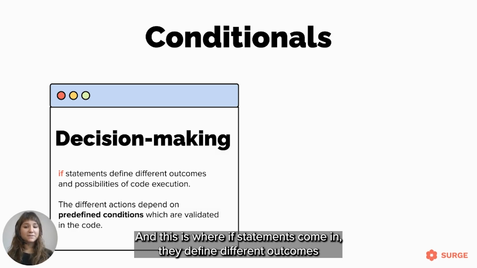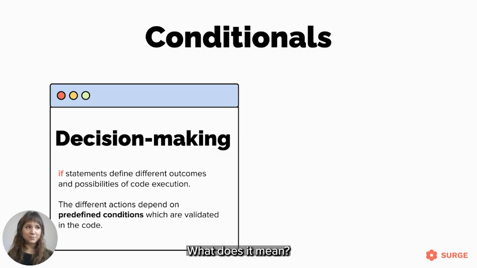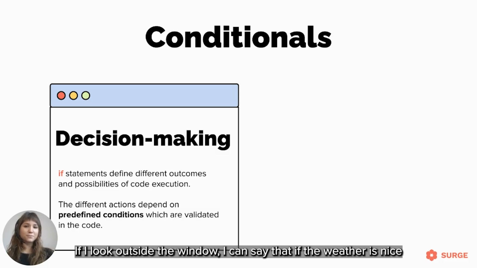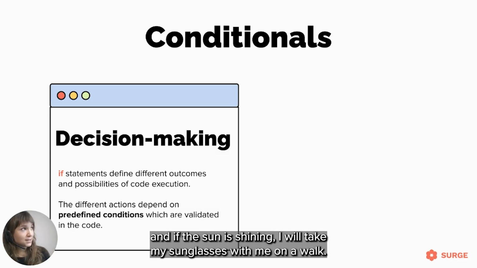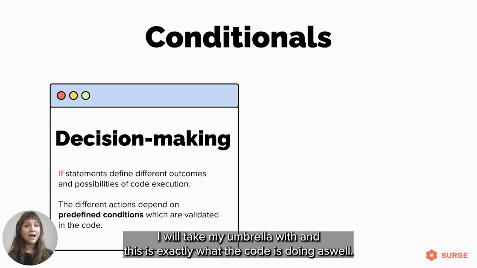They define different outcomes and possibilities of code execution based on some predefined conditions. What does it mean? If I look outside the window, I can say that if the weather is nice and if the sun is shining, I will take my sunglasses with me on a walk. Else, if the weather is not so nice and it's actually raining, I will take my umbrella with me. And this is exactly what the code is doing as well.